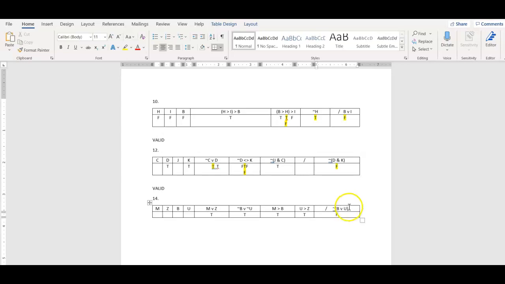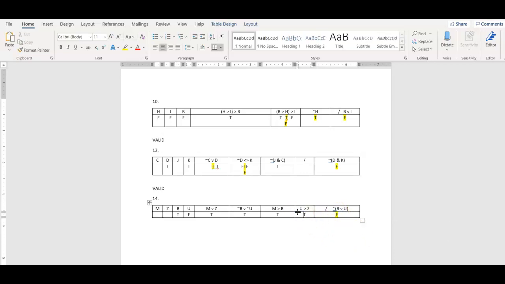So if we make U false and we make B true. All right. So we make B true and U false. Then we get true or false, which is true inside. And then the negation of that will be false.